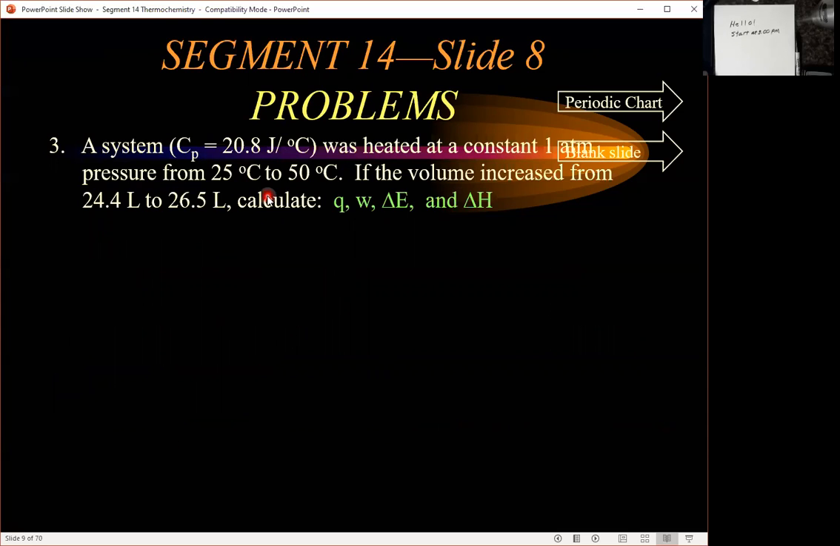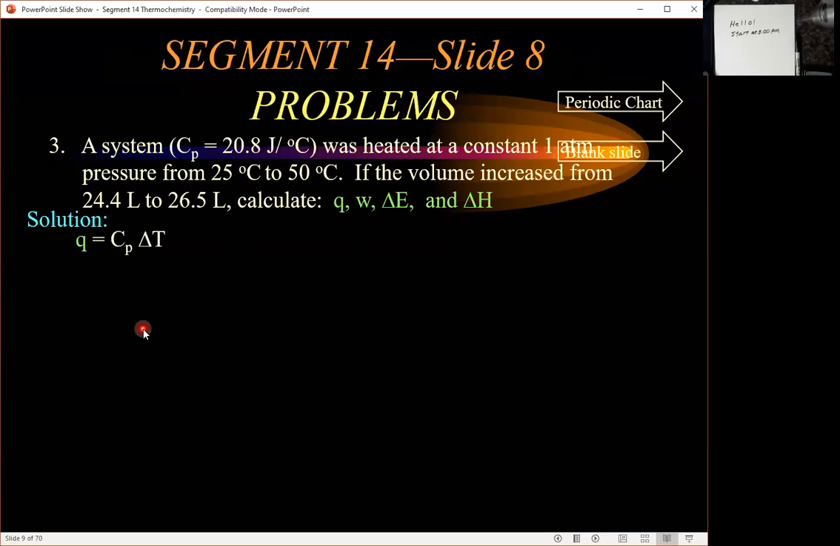Okay, let's look at this one. The heat capacity of a system is 20.8 joules per degree. It was heated at constant 1 atmosphere pressure from 25 to 50. Its volume increased from 24.4 liters to 26.5 liters. Calculate Q, W, delta E, and delta H. This will give us a workout on all of these.